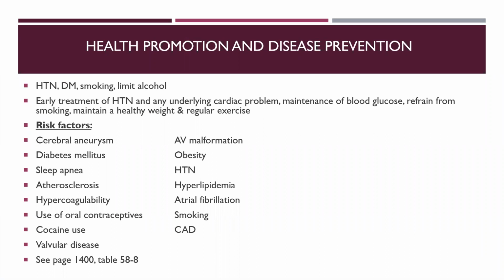Okay, so health promotion and disease prevention. So the big thing with strokes are what puts them at risk: hypertension, diabetes, smoking, again, alcohol. So early treatment of hypertension and any type of underlying cardiac problem, maintaining good blood glucose levels, refraining from smoking, keeping a healthy weight, exercising regularly, are all going to help reduce the risk of strokes.